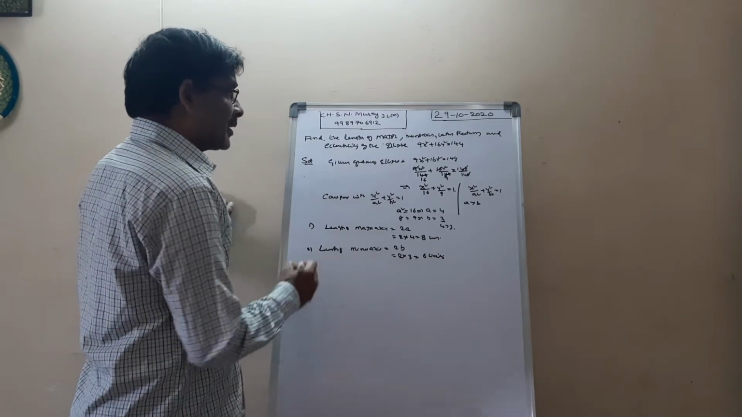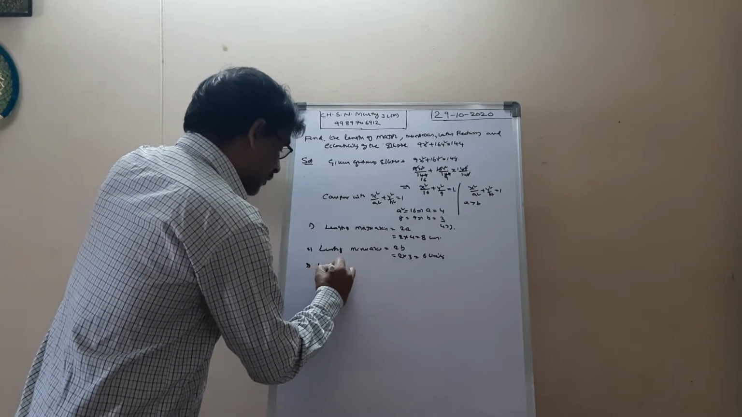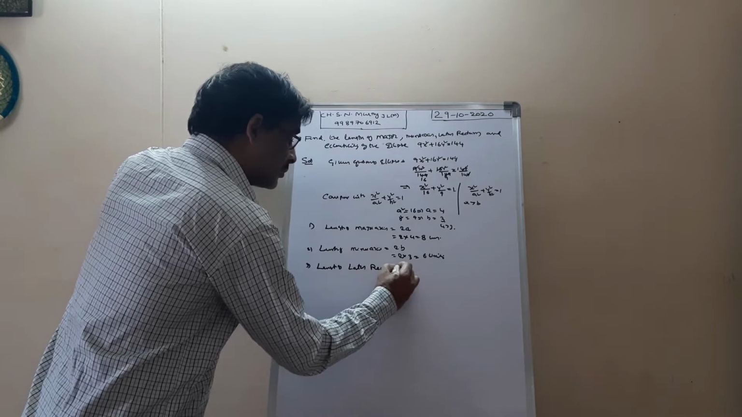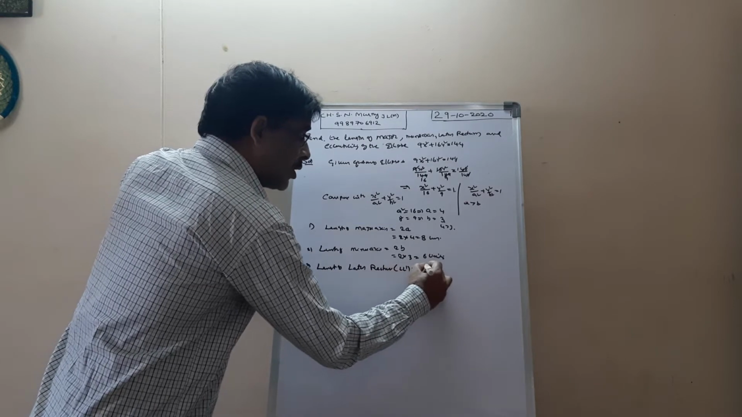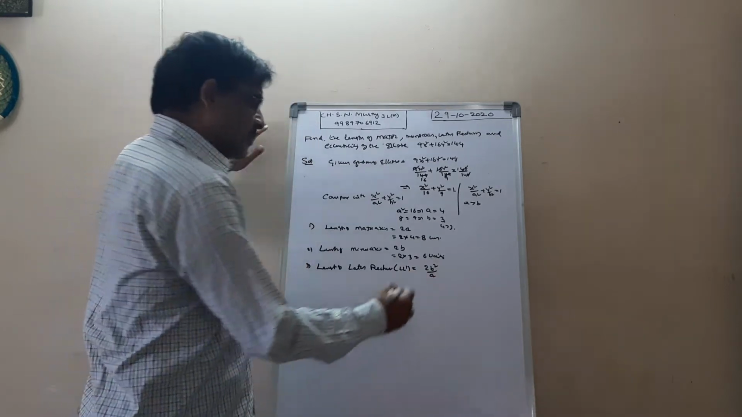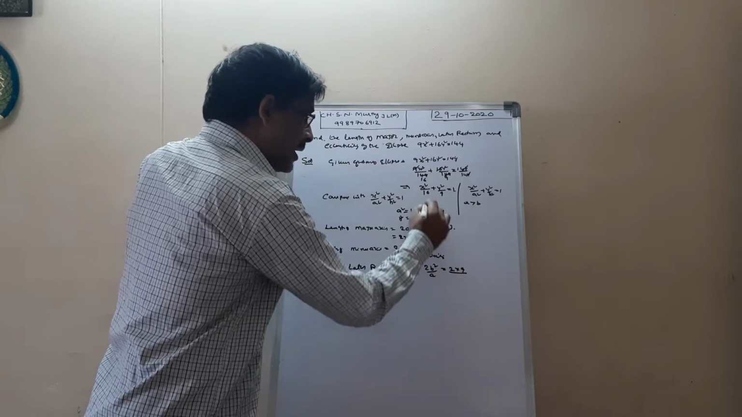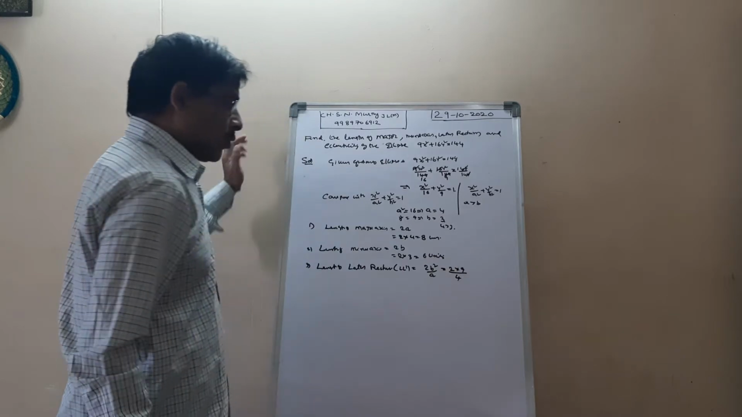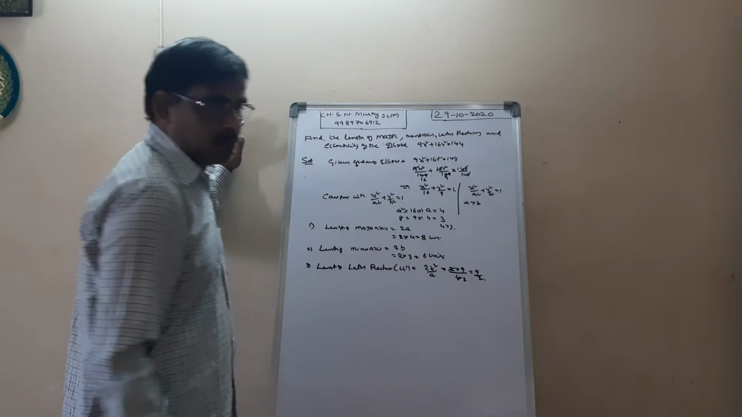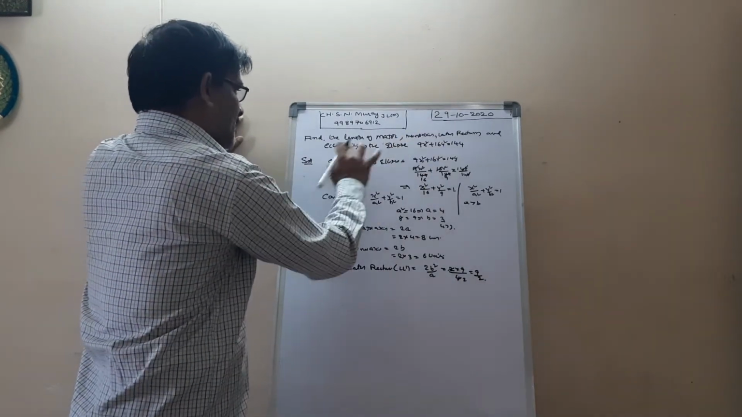Next, the third one, length of latus rectum. That is L dash equal to 2b square by a. Substitute the value: 2 into b square equal to 9, divided by a, where a equal to 4. So 2 goes to 2 times, equal to 9 by 2.